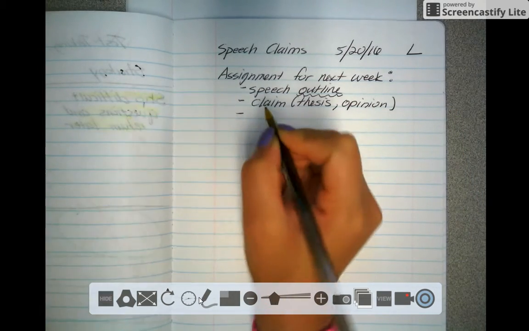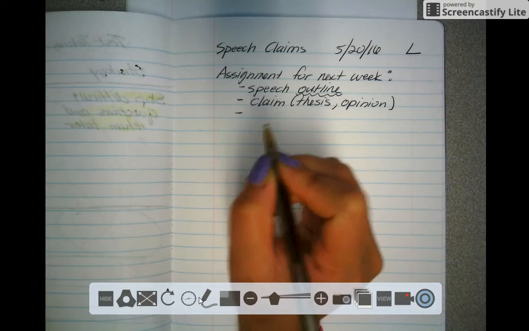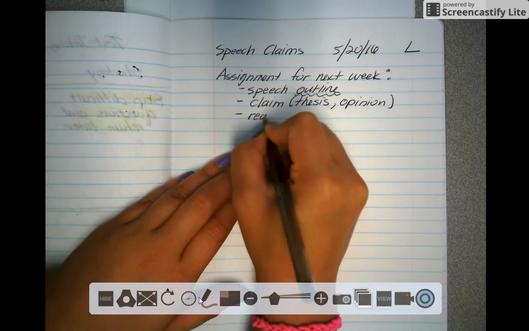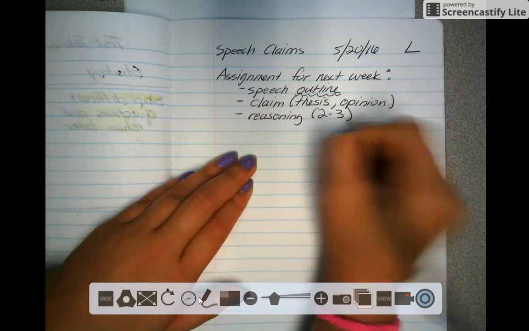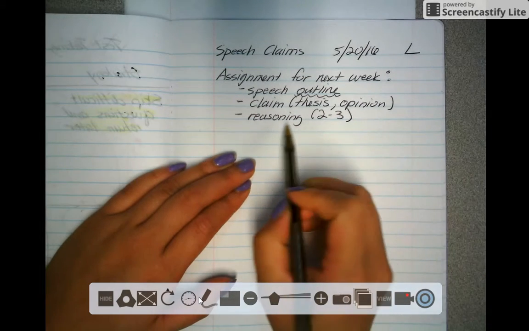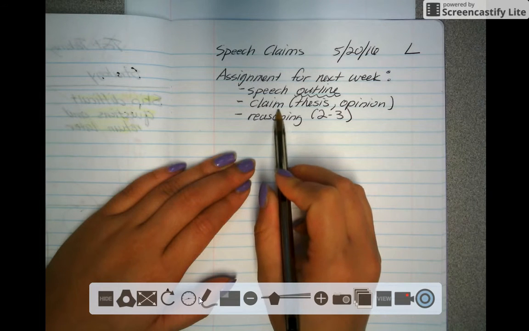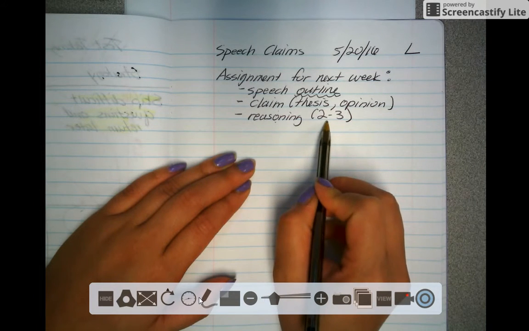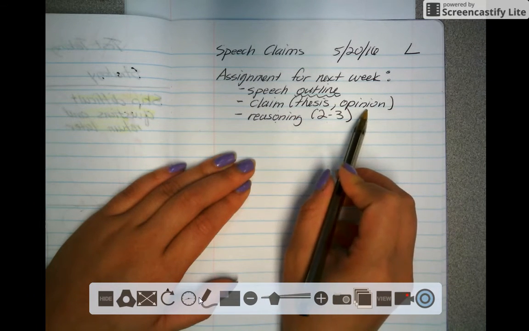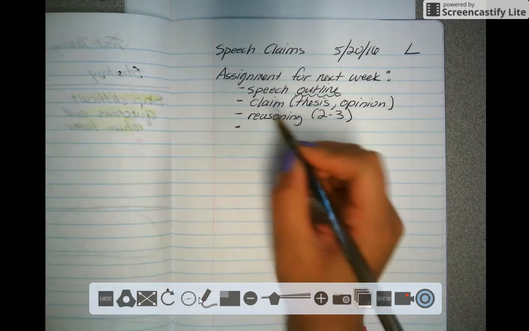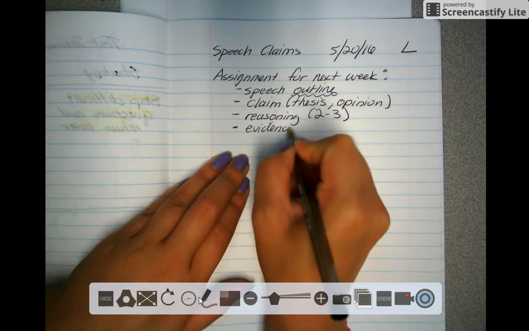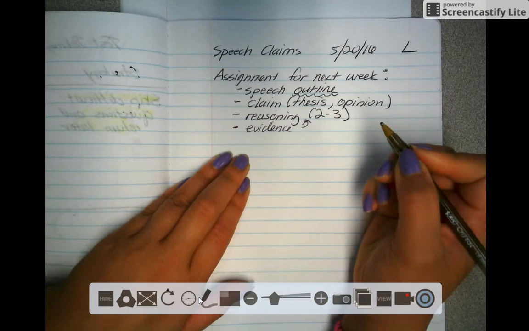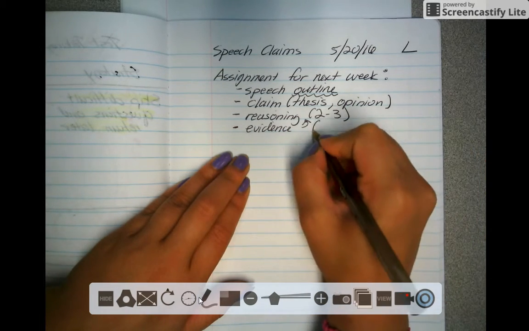Then in addition to your claim, you'll need to have your reasoning. And that will be 2 to 3 reasons. So you'll need to have 2 to 3 reasons that support your claim, basically answering why do you have that opinion. And then in addition to your reasons, you need to have evidence. Right? For each reason, you need to have evidence. This is basically your proof.